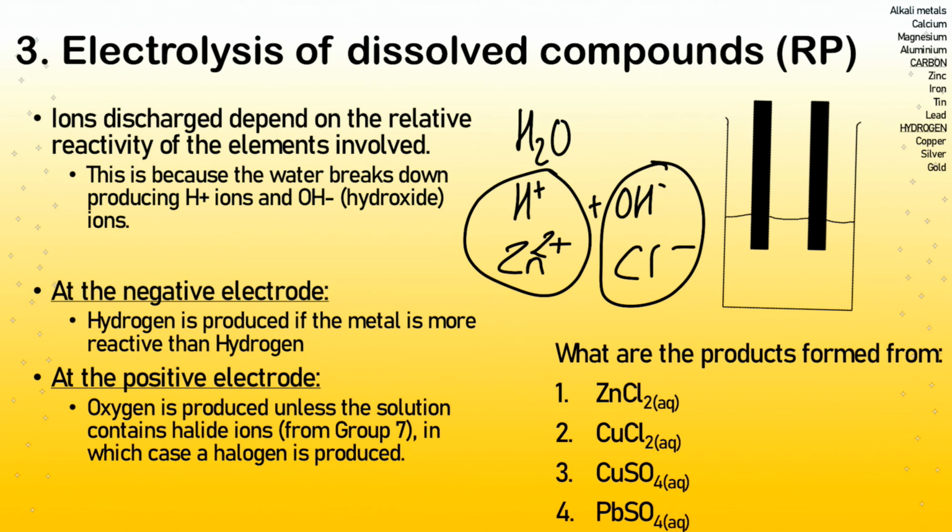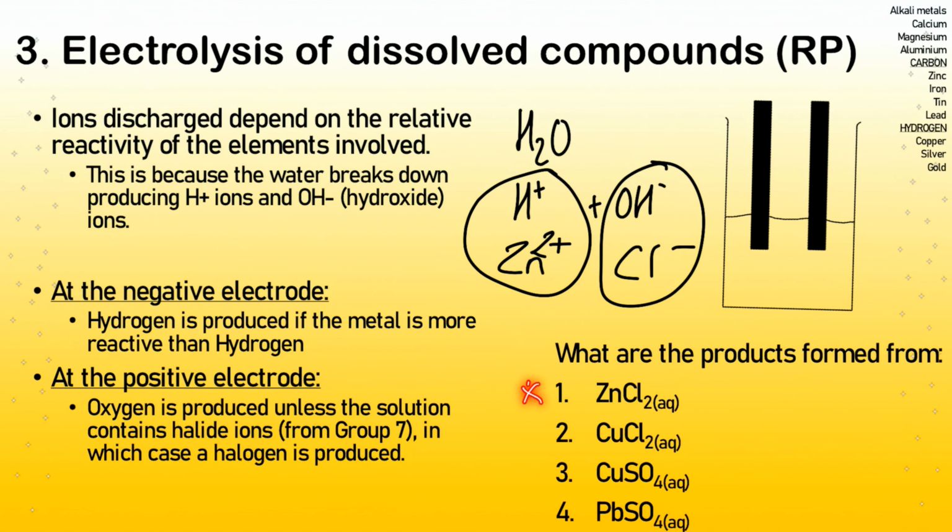And so we've got a set of rules, and we'll keep this nice and simple. At the negative electrode, hydrogen is produced if the metal is more reactive than hydrogen. So here's the reactivity series. If the metal is more reactive than hydrogen, so lead, tin, iron, zinc, basically anything apart from copper, silver and gold, hydrogen's going to get produced. If you had copper sulfate, you'd get copper being produced at that negative electrode. At the positive electrode though, we get oxygen unless the solution contains halide ions, which is anything from group 7, in which case a halogen is produced.